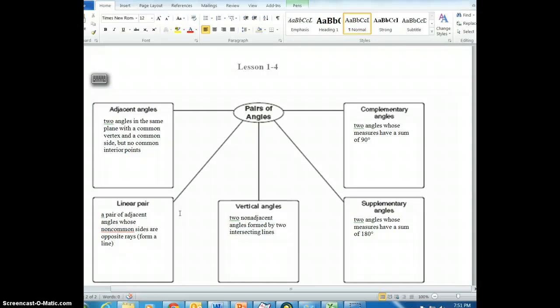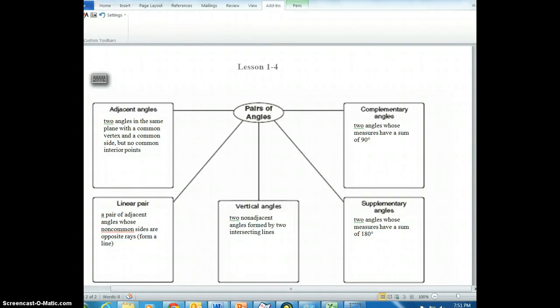The first type of angles is adjacent angles. They are two angles in the same plane with a common vertex and a common side, but no common interior points. So if I draw a pair of adjacent angles, I could draw an angle here and call it angle ABC. Then I'm going to draw another angle that's attached to it, sharing a side. So I'm going to draw angle ABD, and we'll call this point D.